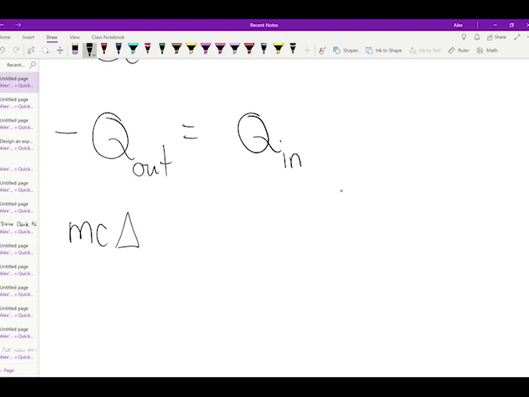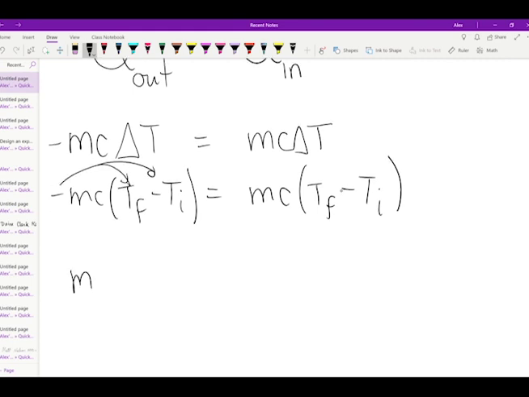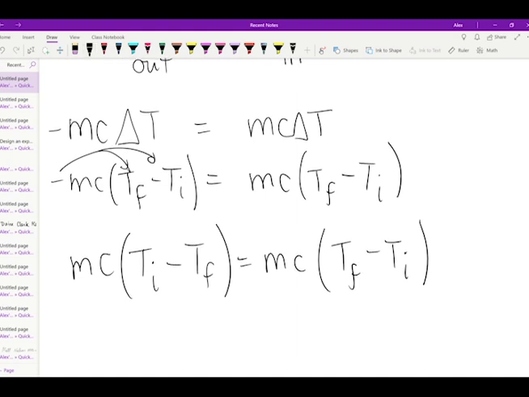Okay, so this mc delta T is going to have a negative, and this one will be an mc delta T positive. So this becomes negative mc (T final minus T initial), because it's a difference, and we're going to get positive mc (T final minus T initial). Now the negative distributes in, and that changes this to mc (T initial minus T final), and that will equal mc (T final minus T initial). And of course this side is the hot side, and this side is the cold side.